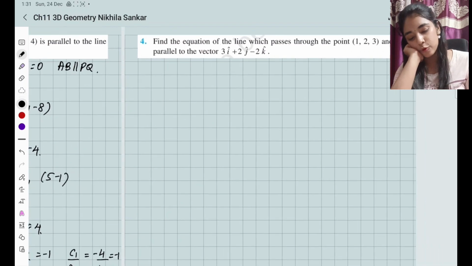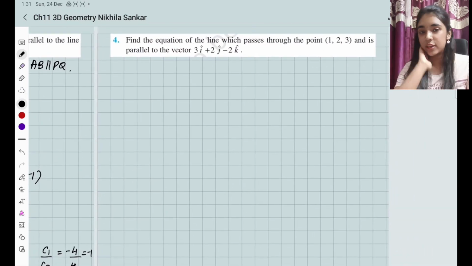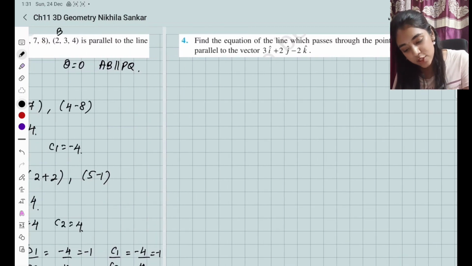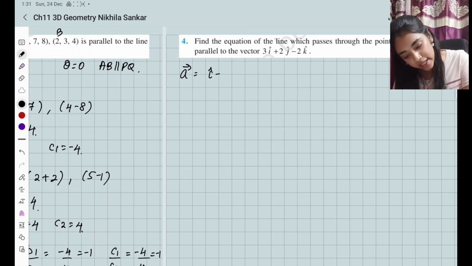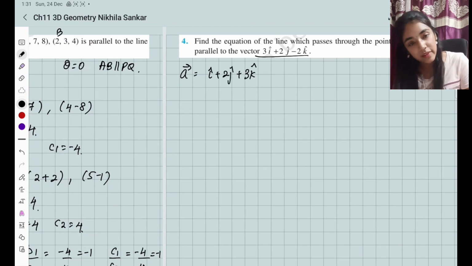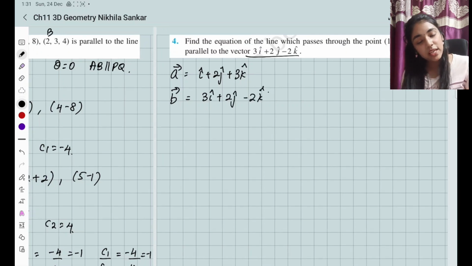Now question number 4. Find the equation of the line which passes through the point. We know what the point is, which means we are talking about the a vector. So what is the a vector? I have 1, 2, 3, which is going to be i cap plus 2j cap plus 3k cap, and parallel to the vector. Look at example sums, only then you will understand. So what does parallel mean? We are talking about the b vector, which is going to be 3i cap plus 2j cap minus 2k cap. Now they are asking for the equation.